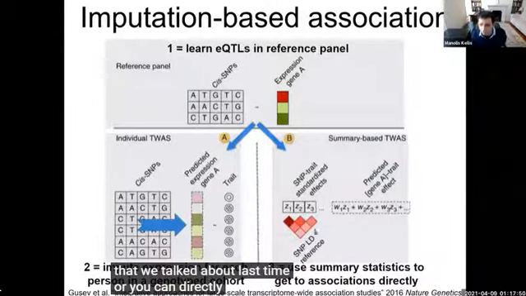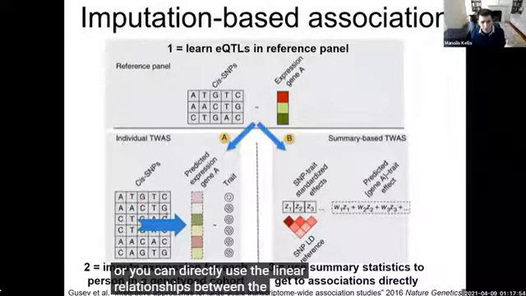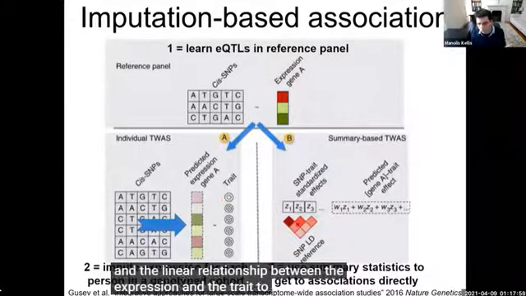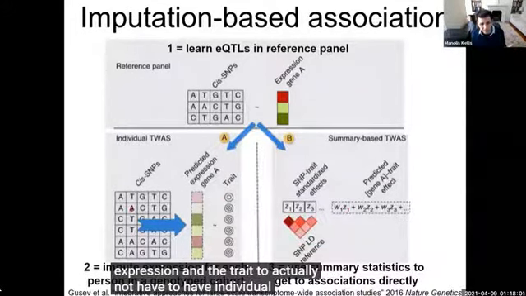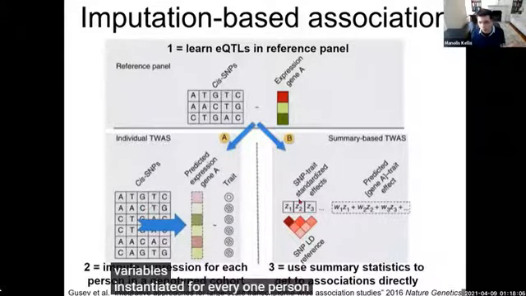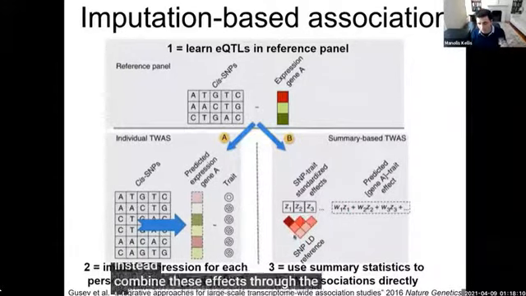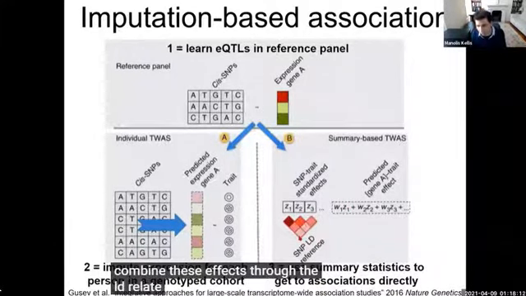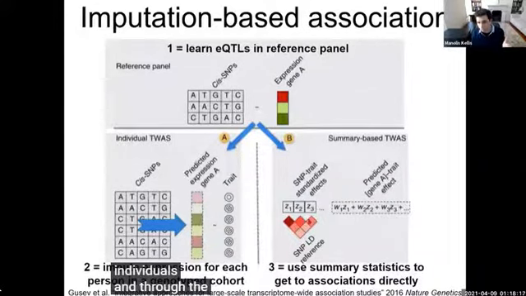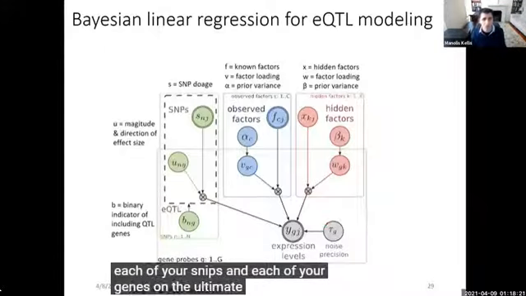Or you can directly use the linear relationships between the SNPs and the expression, and the linear relationships between the expression and the trait, to actually not have to have individual genotype variables instantiated for every one person, but instead combine these effects through the LD relatedness of all your individuals, and through the effects of each of your SNPs and each of your genes on the ultimate phenotype.